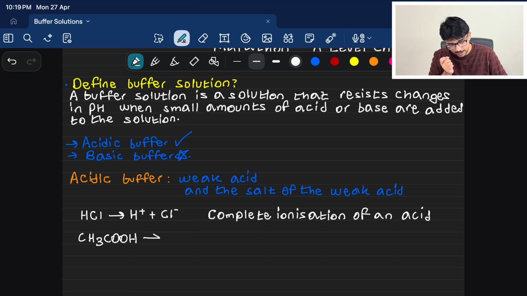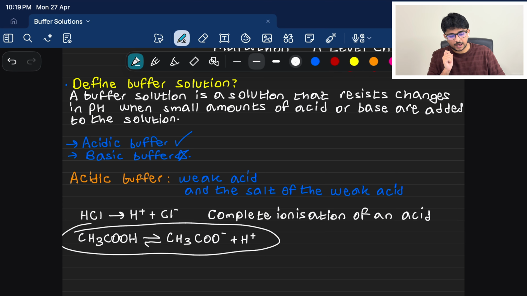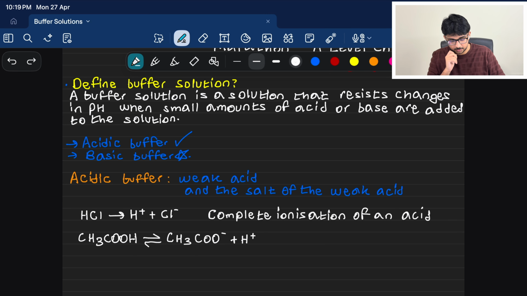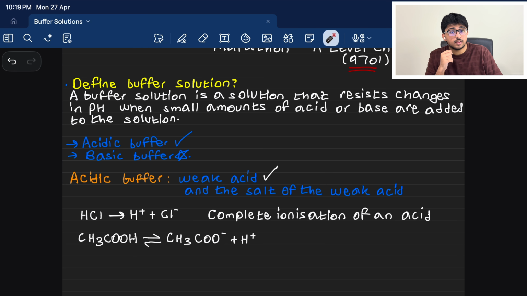You're going to draw a backward reaction. And this is going to dissociate into the anion, the negative ion, and obviously the H plus ion. So there we have it, the weak acid being dissociated. This is the first part of an acidic buffer. Look at what the second part is: the salt of the weak acid.